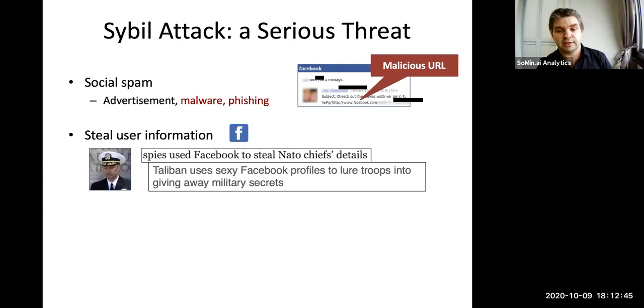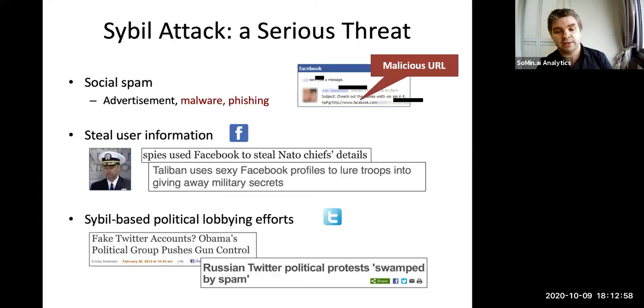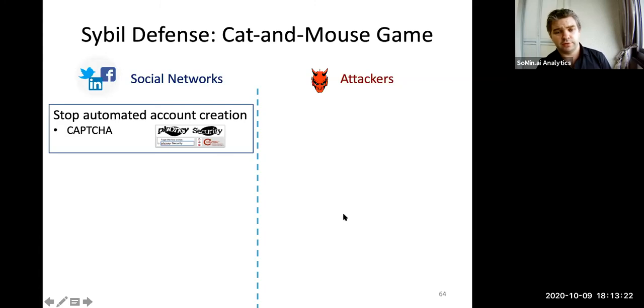So spies use Facebook to steal non-archived details, right? They can actually use the actual information from other users to replace their profile info. They can use their messages. They can even try to attack or emphasize the political outcomes, or run their campaigns around non-ethical products, etc. So Sybils are quite common, and this is quite a problem for modern social networking.